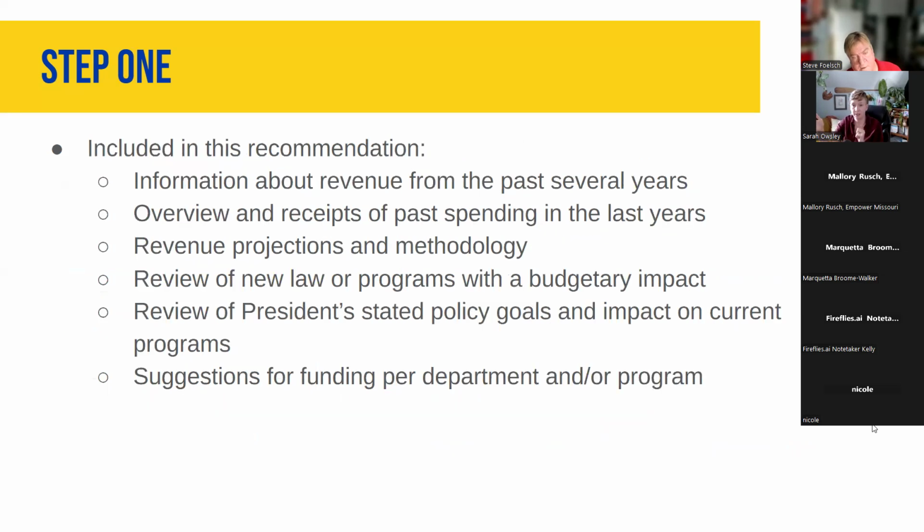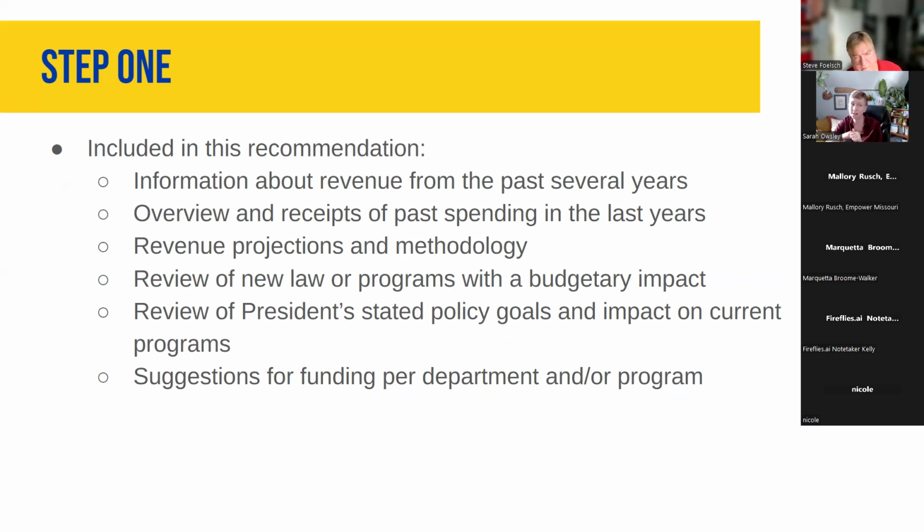Included in this recommendation from the president and the OMB is information about revenue from the past several years, an overview and receipts of spending from the last few years. What has the program process looked like? What do they actually need to achieve whatever statutory requirements, as well as whatever goals are laid out? Revenue projections and how they got to those projections. So not just, well, I think $20 million are going to fall out of the sky for this program, but instead, how they calculated what that potential projection is.